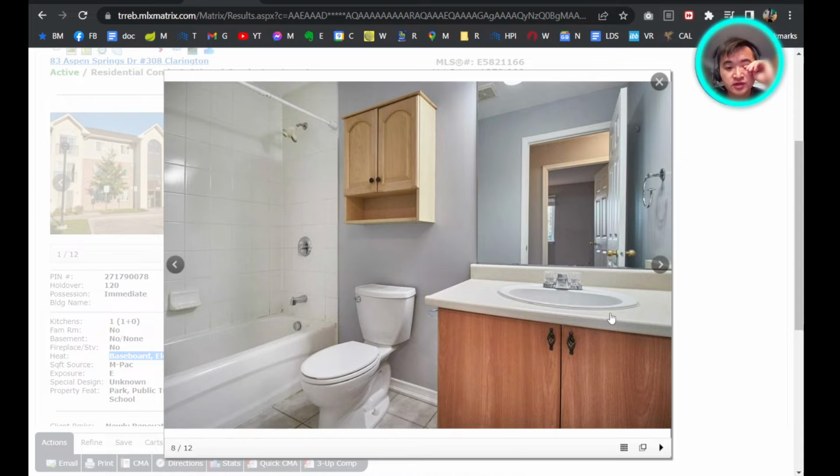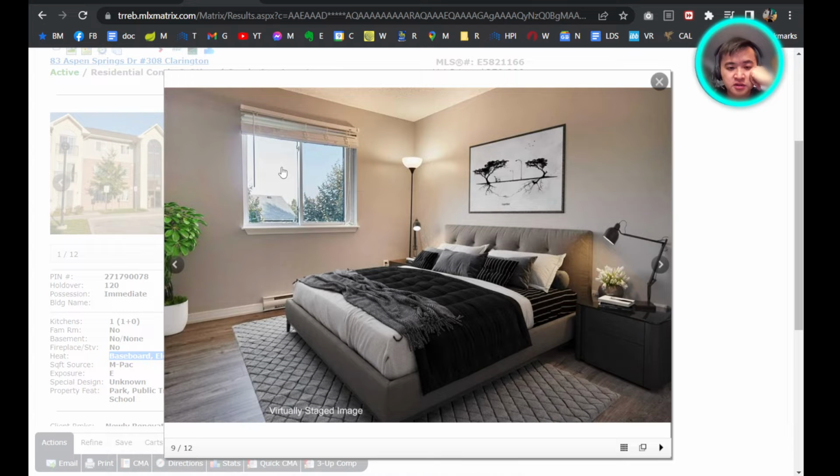This property looks decently well renovated. I would say this is a little older. The bathroom walls are a little older.